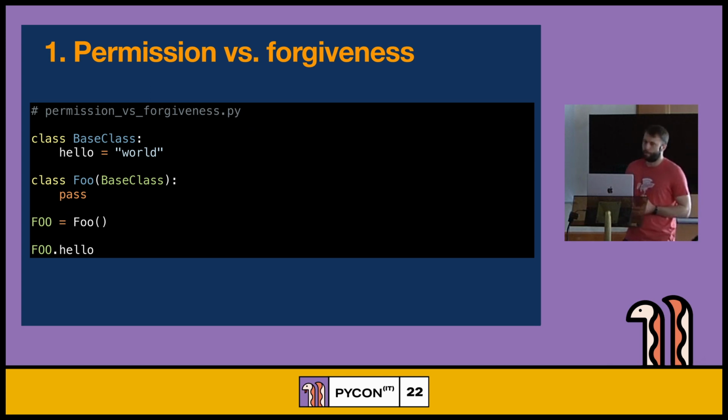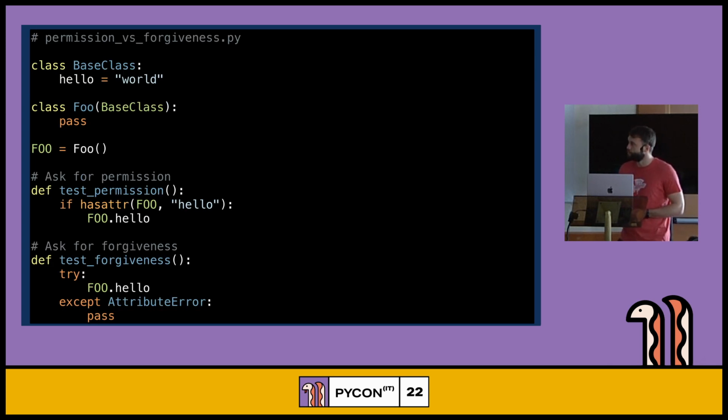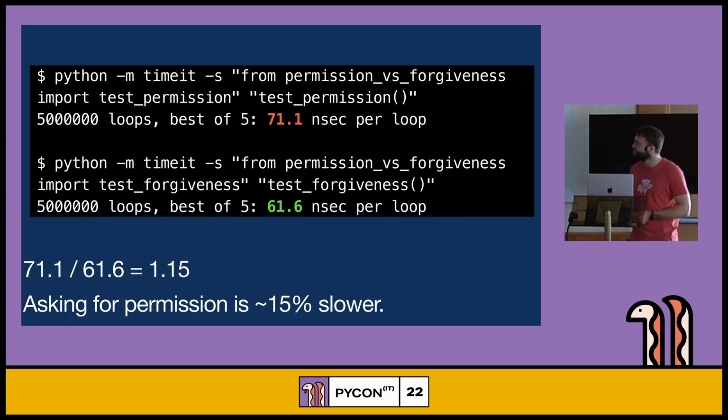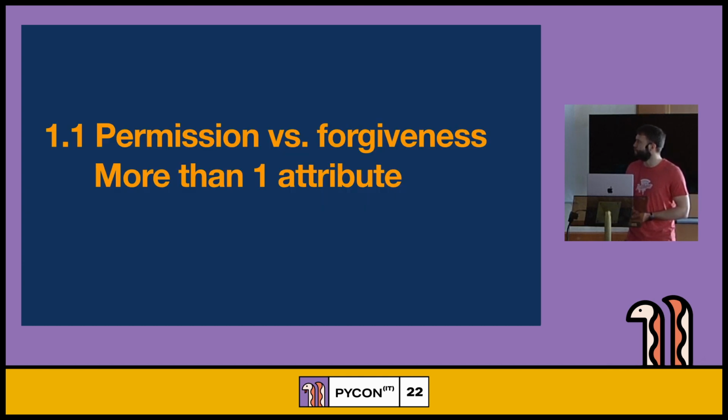I have a very simple example. I have a base class that might or might not have some attribute. I'm making a subclass, and in the subclass, I want to access this attribute. But if the attribute is not set, my code will fail. So I can either check if my object foo has this attribute hello before I try to access it, or I can try to access the attribute hello, and in case it fails, I can wrap it in the try except that catches the attribute error. And if I run my benchmarks, I can see that asking for permission is around 15% slower than asking for forgiveness. I mean, slightly slower, but not some crazy amount.